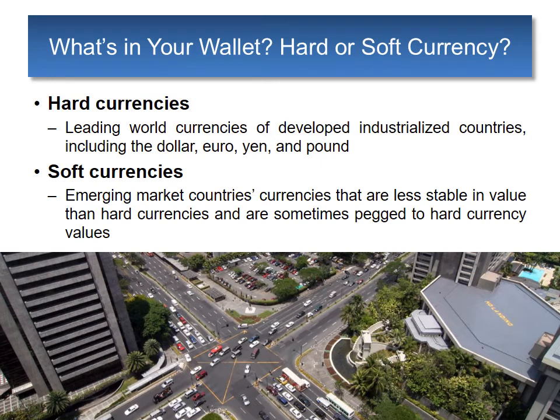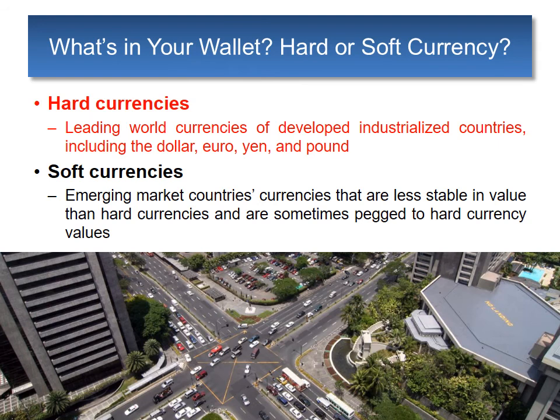Hard currencies are leading world currencies of developed industrialized countries, including the dollar, the euro, yen, and the pound. Together, these currencies account for around 60% of the world economy. The dollar, euro, and yen lend monetary stability to each respective regional economy. The British pound sterling is another example of a leading world currency that gives economic stability.